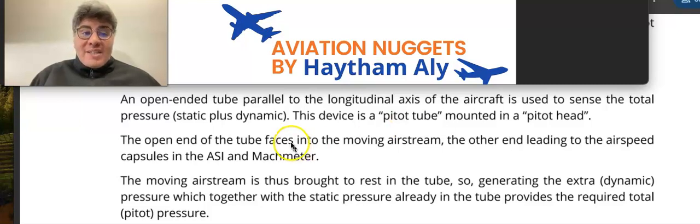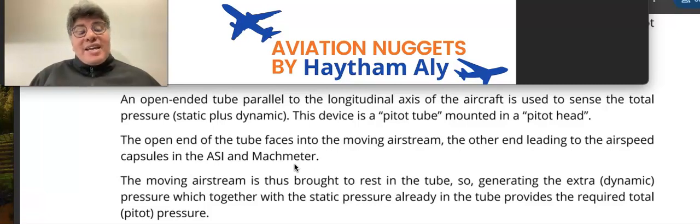Okay, so what else about the Pitot tube? The open end of the tube faces into the moving airstream. When it comes to rest inside the Pitot head, it is the total pressure, dynamic plus static. The other end leads to the airspeed capsules in the airspeed indicator and the machmeter. So the pressure line from the Pitot probe goes to the airspeed indicator and the machmeter. These are the only two instruments inside the cockpit that need Pitot pressure.